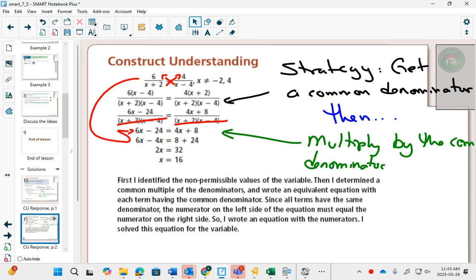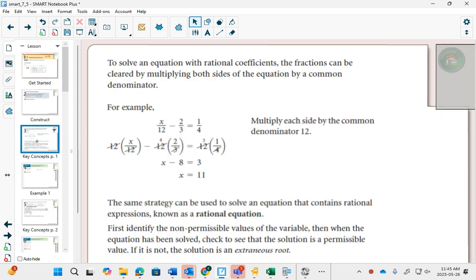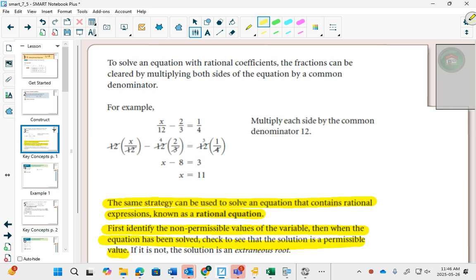So, we can highlight this sentence. This is on page 579. We can highlight that sentence that has a rational equation. So a rational equation has fractions. Sometimes you have x in your denominator. And you also have to look at the non-permissible values because we might get an answer that's an extraneous root.